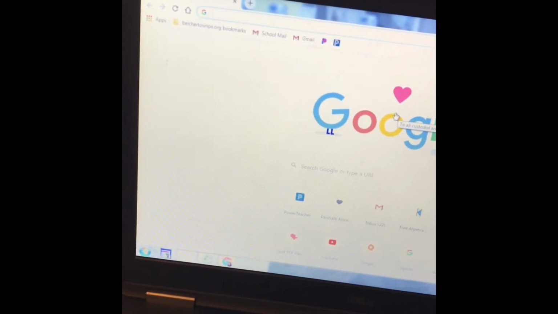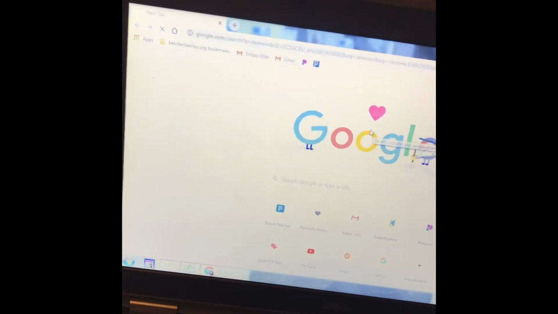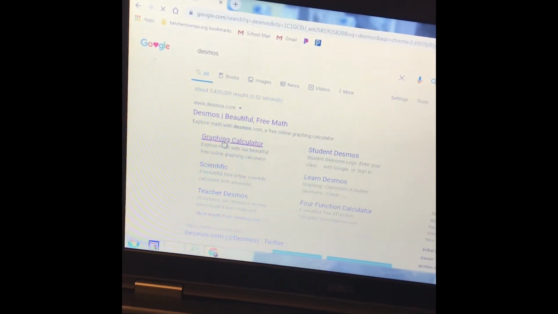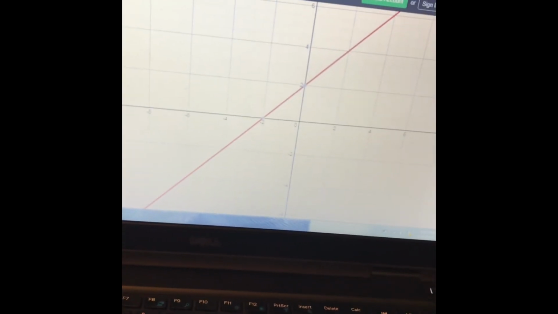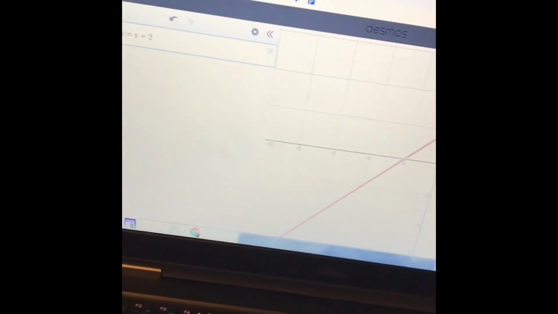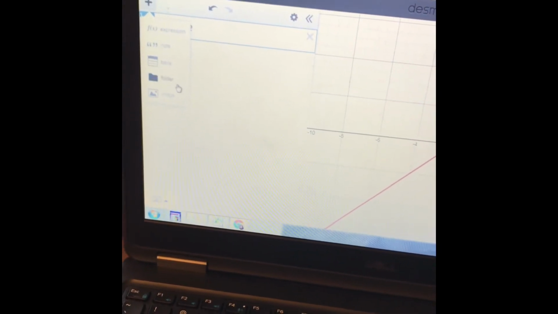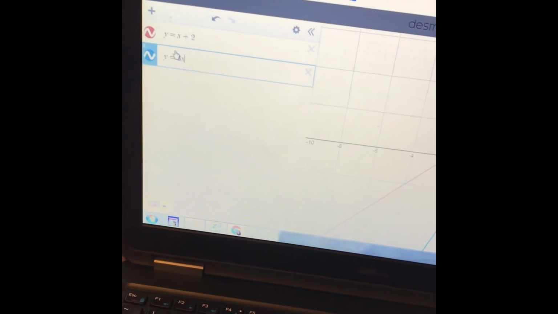If you don't have a graphing calculator, that's okay. I want you to go to Google and type in Desmos. When you type in Desmos, you're going to hit this first one, graphing calculator. Then you can see that it has graph paper, and on the side is where you're going to enter the equation for the first one, y equals x plus 2. As you are typing, you'll notice that the equation's already graphed for you. You're going to go up to this add item list, choose expression, and type in the other one, y equals 3x minus 2.